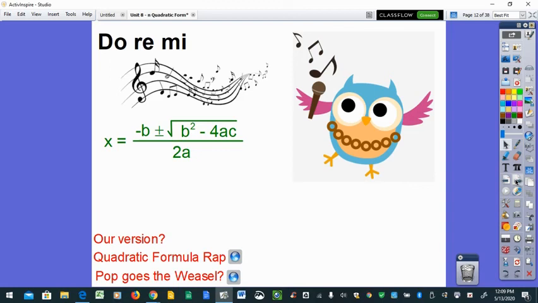Okay, so the x equals, so here's the song. The opposite of b, plus or minus square root, b squared minus 4ac, all over 2a.